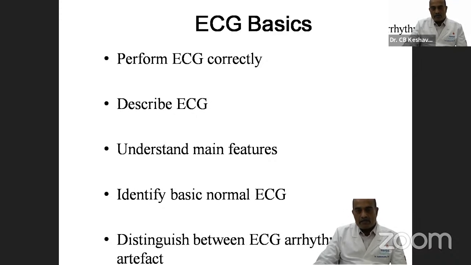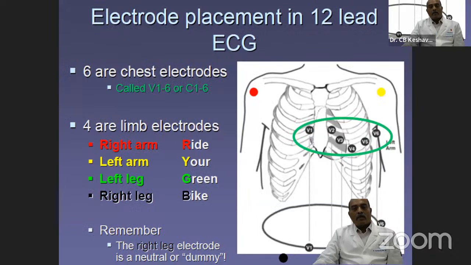We should also learn to describe an ECG methodically, understand the main features, identify a basic normal ECG, and distinguish between various arrhythmias on the ECG, and basically be able to tell whether a patient to whom the ECG belongs requires emergent treatment or can wait for a cardiology consultation. And a basic triage has to be done for each and every patient from whom an ECG is taken.